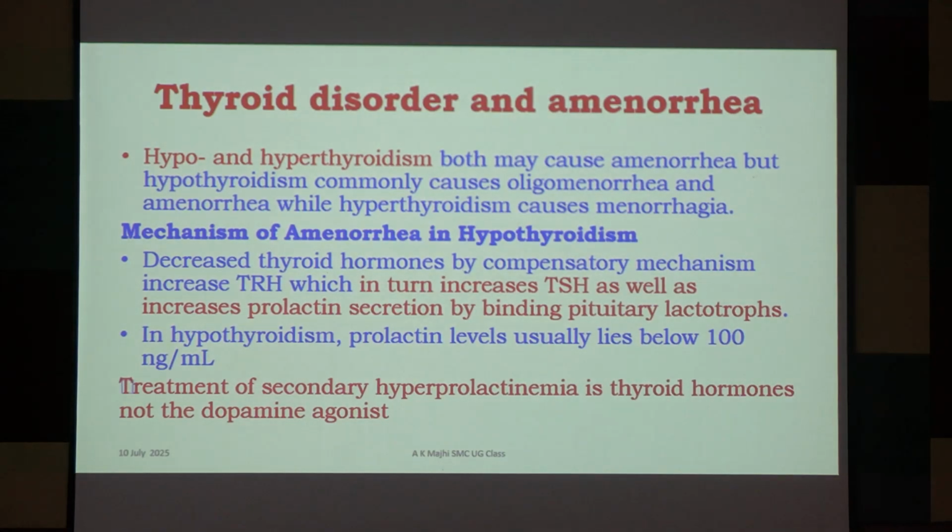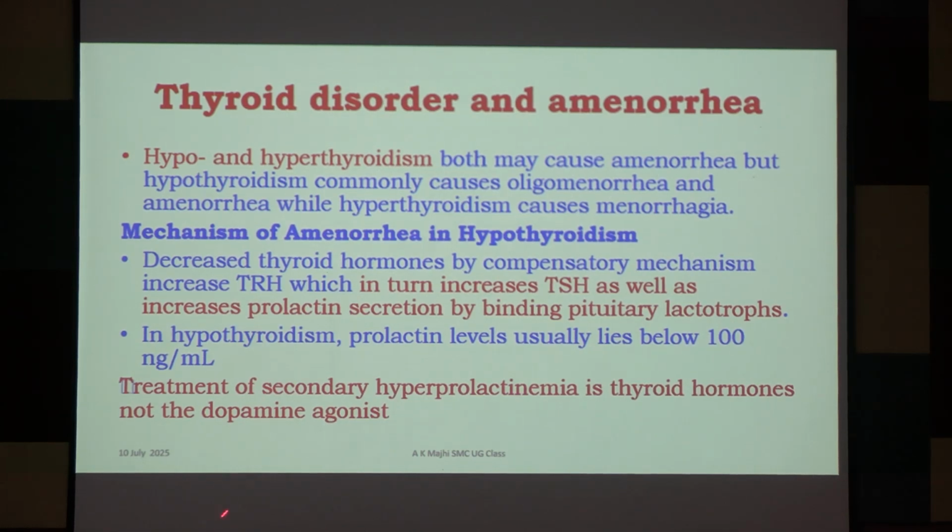And thyroid disorder, that is very important. I already said what the thyroid disorder is. Hypo and hyperthyroidism may cause menstrual abnormality. Hypothyroidism usually causes amenorrhea, oligomenorrhea, and the thyrotoxic hyperthyroidism usually causes irregular vaginal bleeding.